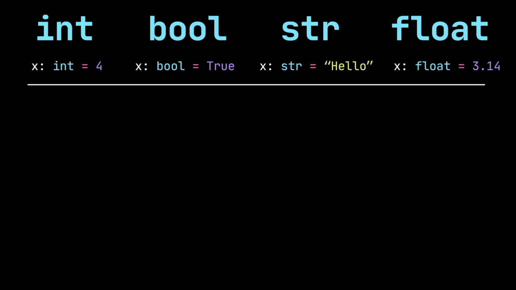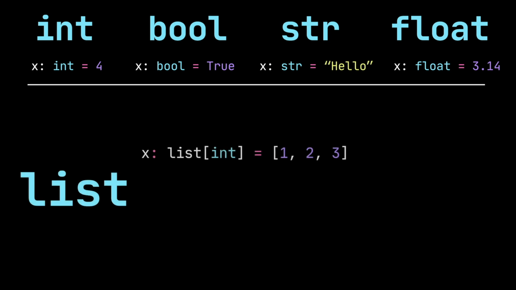We can combine the basic data types to add type hints to collections. To add type hints to a list, we add a colon after the variable name, followed by list, and the data type we expect the list to contain. We can indicate that the list has mixed types by separating the data types with a pipe character. In this case, we indicate that the list can contain integers or strings.